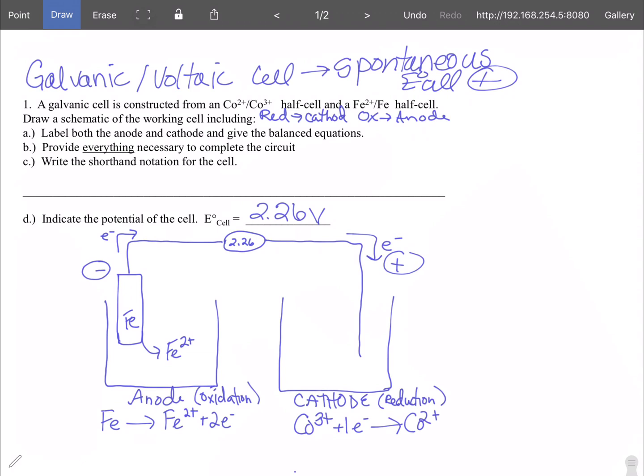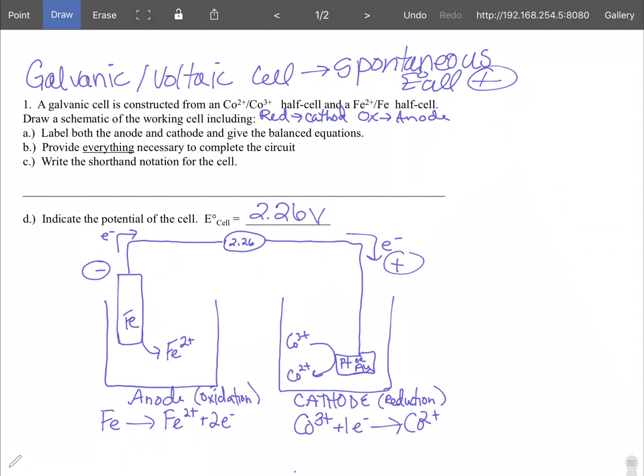Now, here's our problem. Cobalt 3 plus and 2 plus are ions. So if they're ions, we have to somehow get these electrons into the solution. So this is either going to be platinum or gold, whichever one floats your boat. You don't have to put both. I tend to use platinum. Other people tend to use gold. And again, what's happening here is we're going to start with the cobalt 3 plus, and we're going to move it to the cobalt 2 plus.